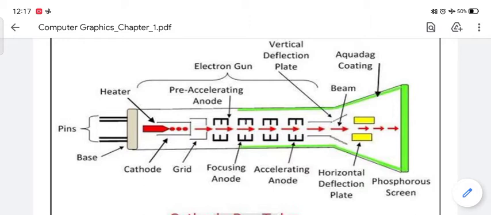So I hope you understood everything, right? What do these electron guns do? Electron guns consist of two things. One is the heater and the second is the cathode. What does the heater do? The heater will produce the electrons.